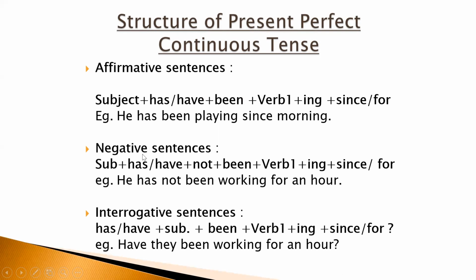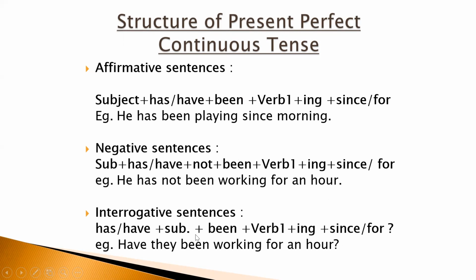Now, let us come to the negative sentences. Subject plus has/have, not, been, first form, ing and since and for. Not will be added after has or have. Rest will remain same. He has not been working for an hour. It can be either since morning or for an hour, means he worked for 1 hour. Here since morning means the work started in the morning. Again let us see, he has not been working for an hour.